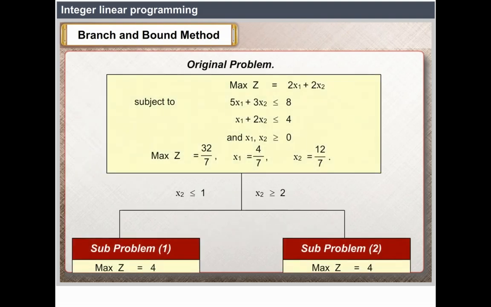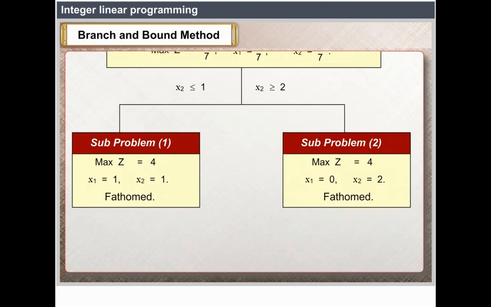Original problem: maximize z equal to 2x1 plus 2x2 subject to 5x1 plus 3x2 less than or equal to 8, x1 plus 2x2 less than or equal to 4 and x1, x2 greater than or equal to 0. While solving, we get maximum z equal to 32 by 7, x1 equal to 4 by 7, x2 equal to 12 by 7. We didn't get integer values. So again we proceed with x2 less than or equal to 1 and x2 greater than or equal to 2.